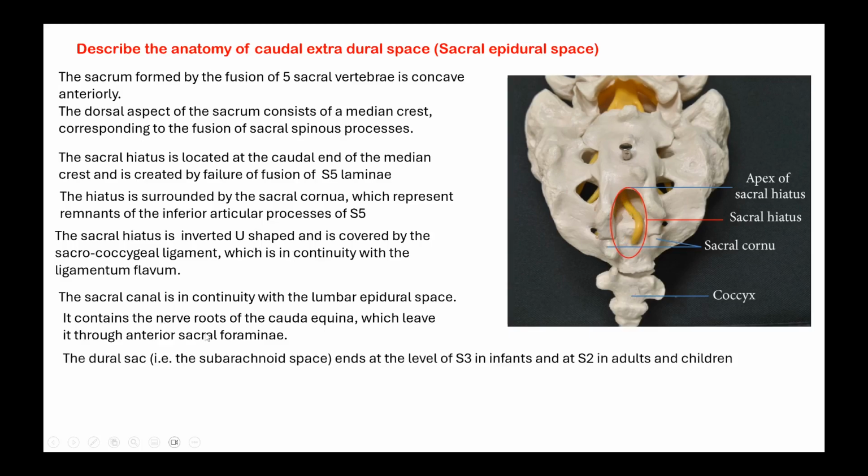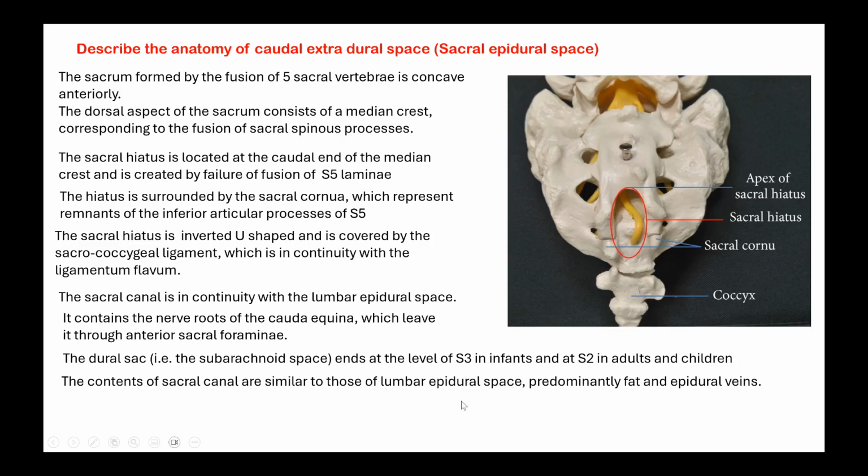It has some nerve roots of the cauda equina leading through the anterior sacral foramen. You can see one nerve coming here. The dural sac is there at the S3 level in infants and S2 in adults. The other contents are mainly fat and epidural veins. In children, the epidural fat is looser and more fluid than in adults, so it causes easy diffusion of local anesthetic agent. That is the reason why caudal block takes up much faster in children compared to adults.